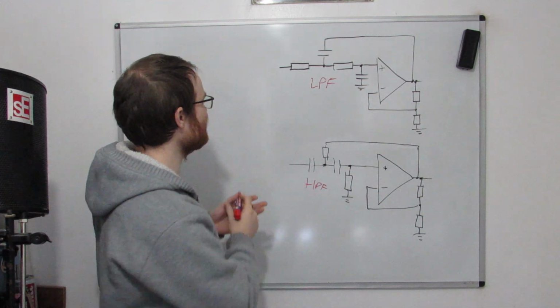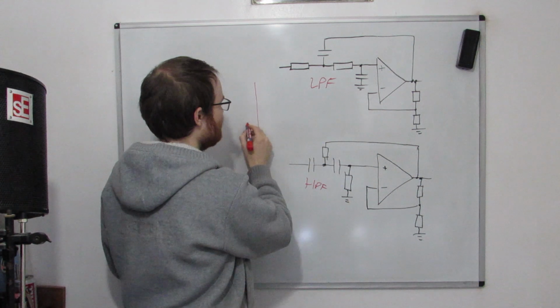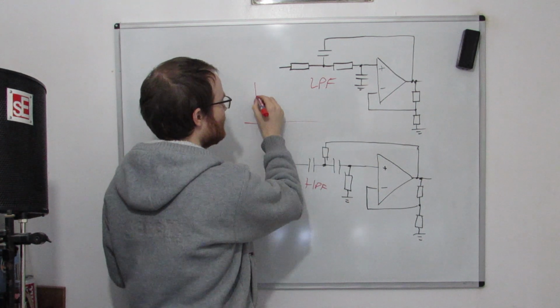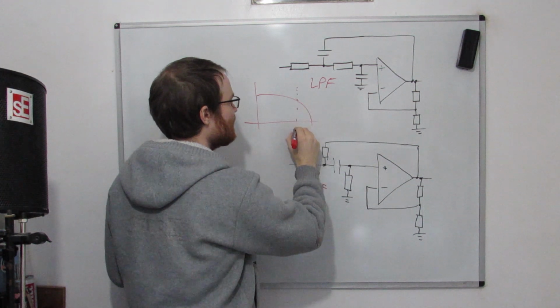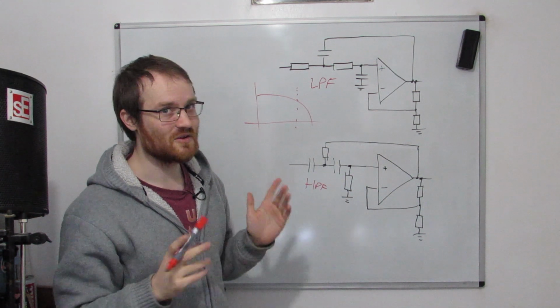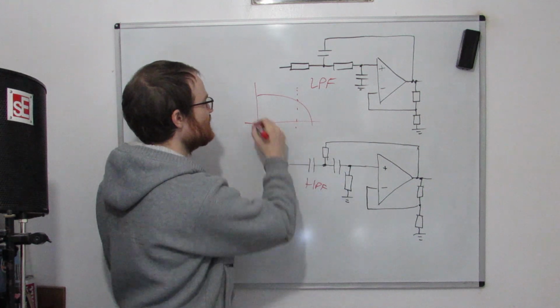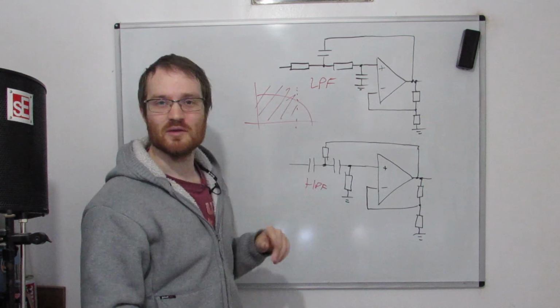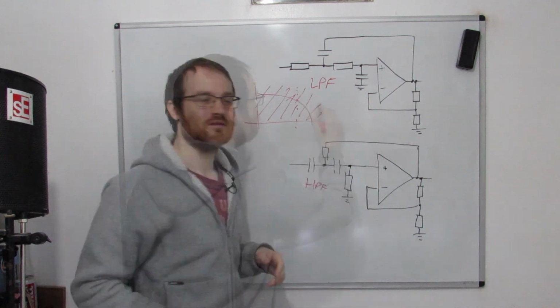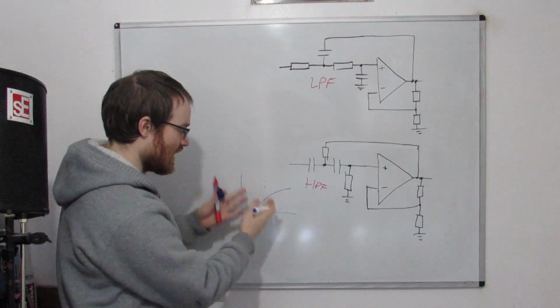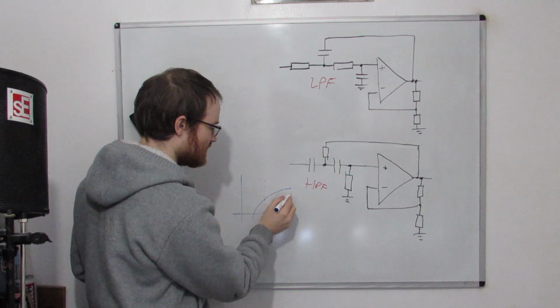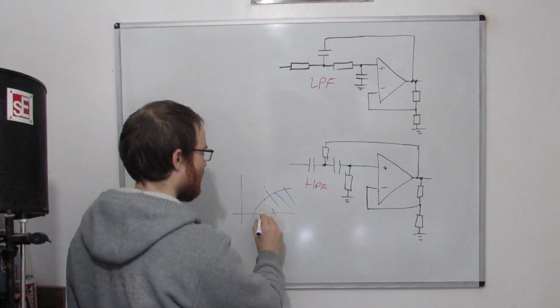So for a low pass filter, let's say, this is amplitude, this is frequency, and that's the response curve. If this is the 3 dB point here, which is how we define the cutoff frequency of our filter, remember, then these frequencies here are in the pass band, and these ones are in the stop band, and it's vice versa for the high pass filter. So again, 3 dB point here, this is the pass band, and this is the stop band.